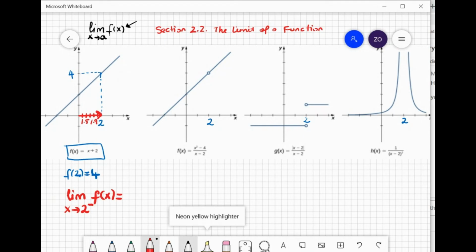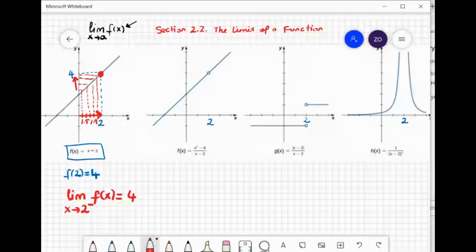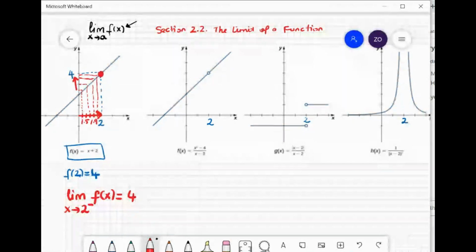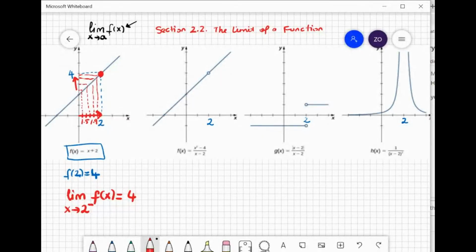So let's check the graph. What happens to the y values as the x values get closer to 2? The y values get closer to 4. In fact, whenever the function is defined at a point, so here f of 2 is defined as 4, there is no problem, the limit also equals that number.